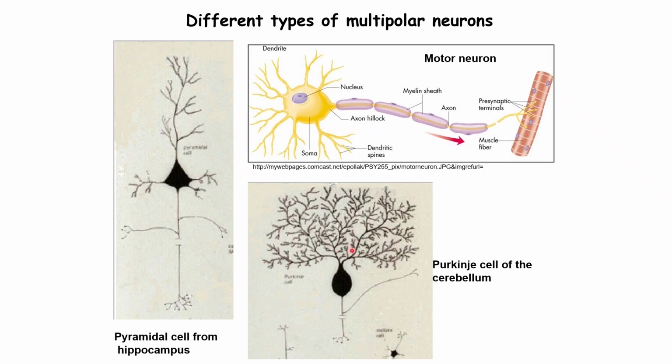And this looks quite different from a Purkinje cell in the cerebellum, where you see a slightly different type of morphology of the dendritic branches. So all these branches still connect to the cell body, but they are connected near the same location. And then you have a smaller axon coming out at the base.